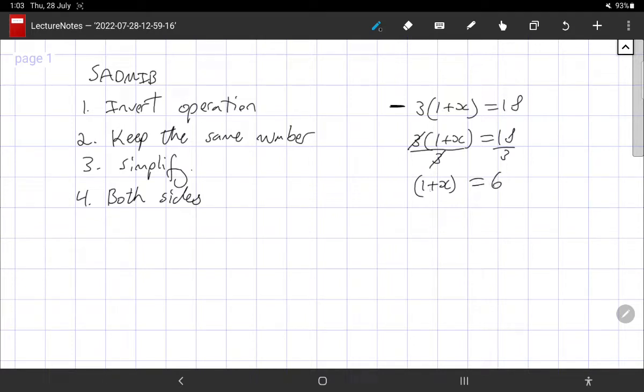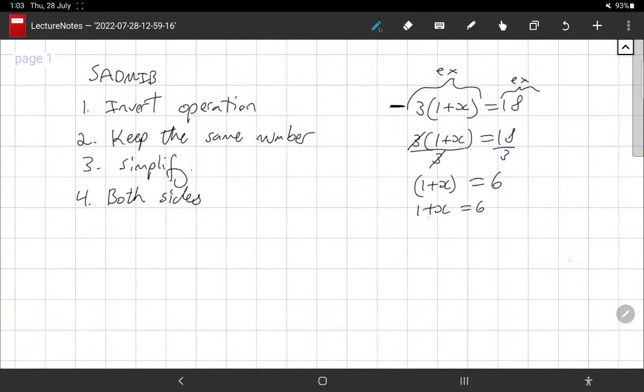We can see that these brackets encompass the whole expression on this side. This is one expression. This is another expression. This whole thing is an equation. So this expression is encompassed by the brackets, the whole thing, which means that the brackets don't really have a use. We can also write it as 1 plus x equals 6.